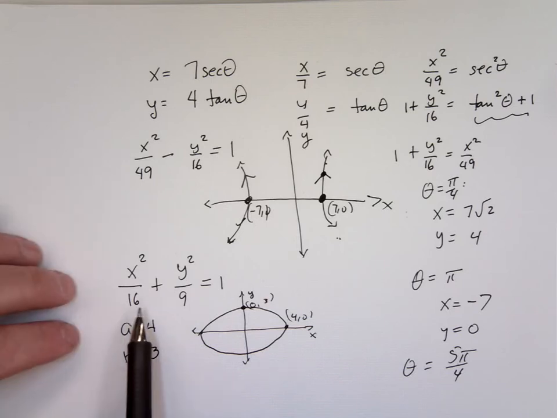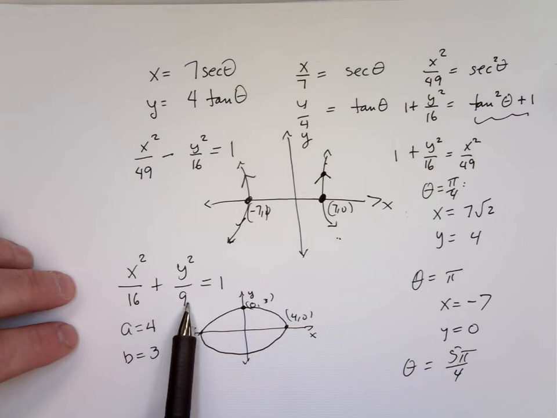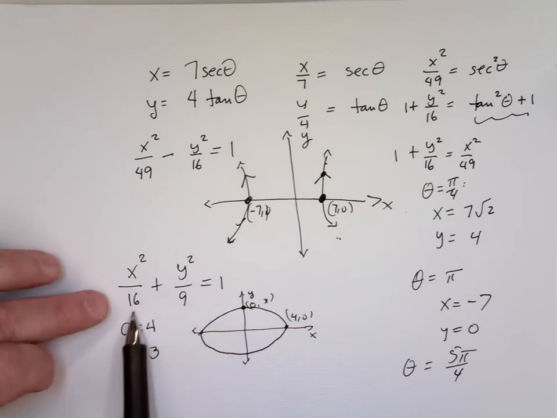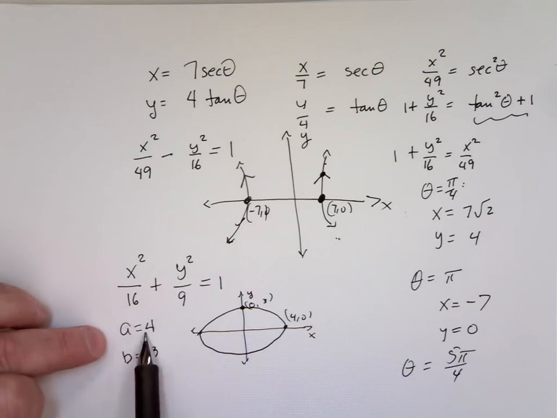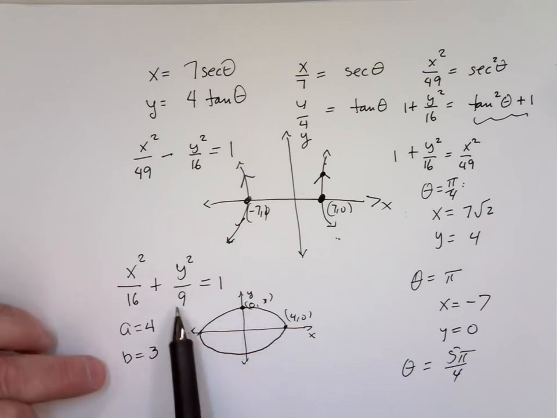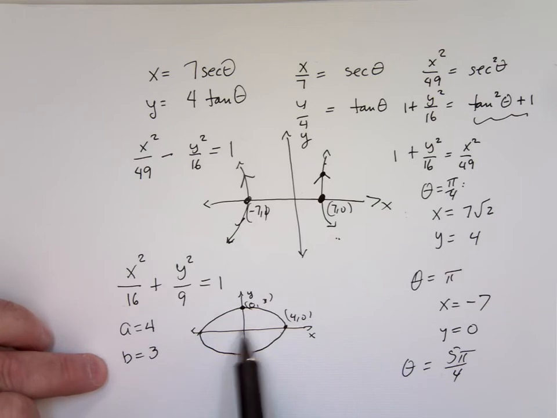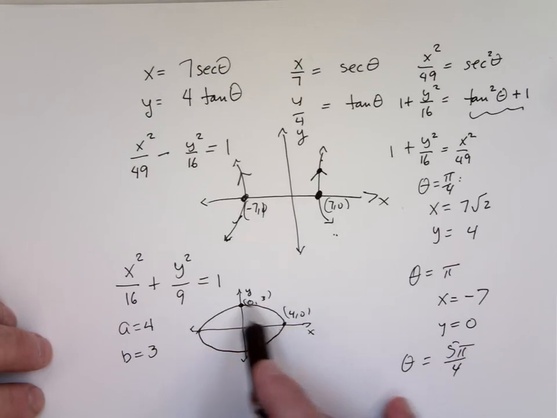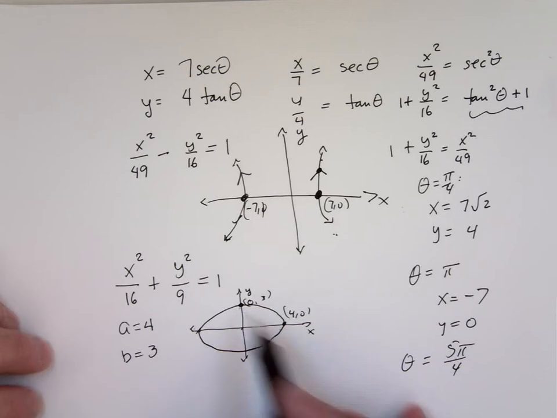Okay, if we have an ellipse, x squared over 16 plus y squared over 9 equals 1. A squared is 16, so A is 4, the length of the semi-major axis. B squared is 9, so B is 3, the semi-minor axis. This gives us an ellipse, okay? Semi-major axis 4, semi-minor axis 3.